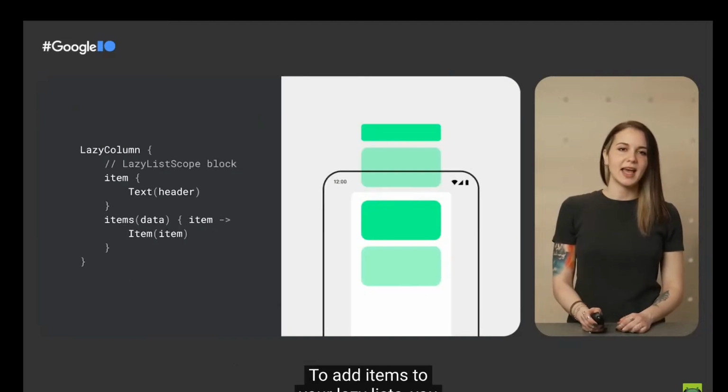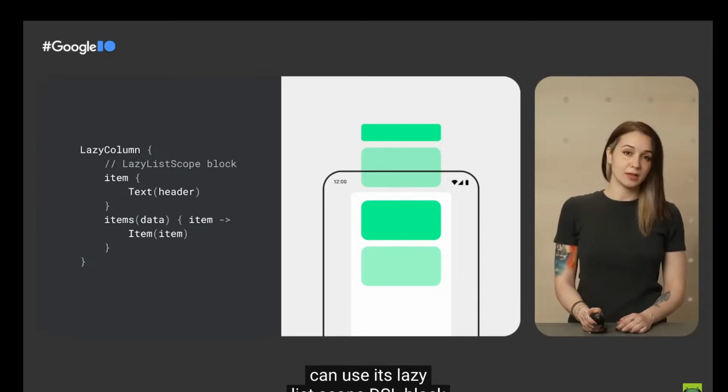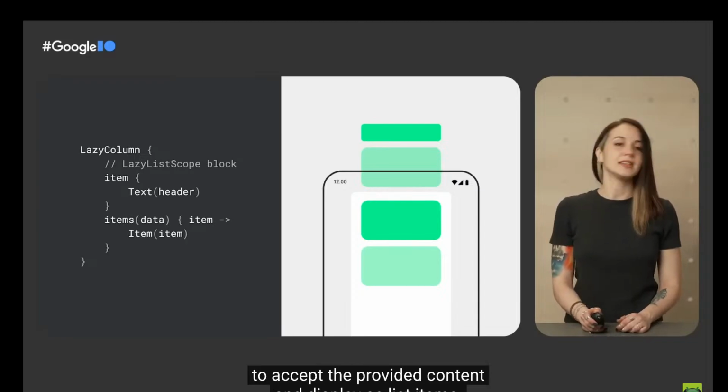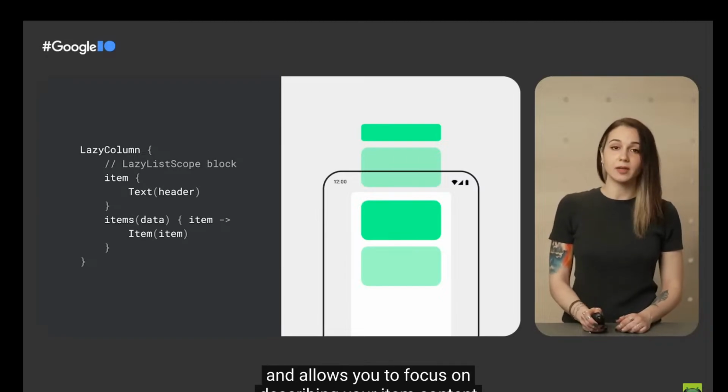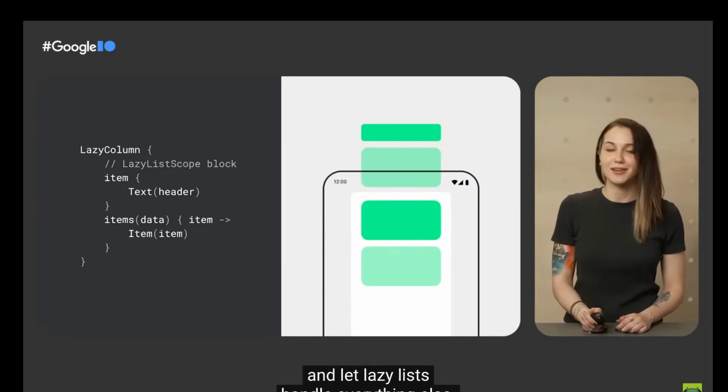write. To add items to your lazy lists, you can use its Lazy List Scope DSL block to accept the provided content and display it as list items. This approach is slightly different from other regular layouts in Compose and allows you to focus on describing your item content and let lazy lists handle everything else.